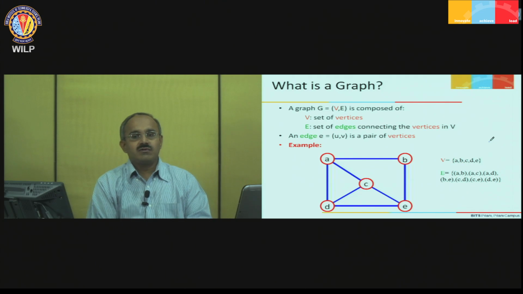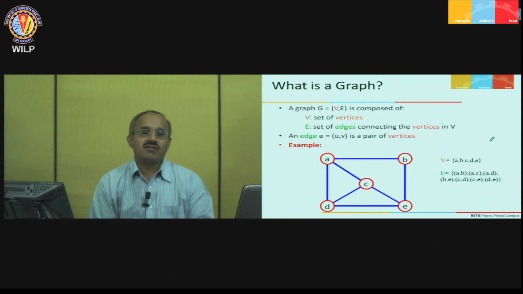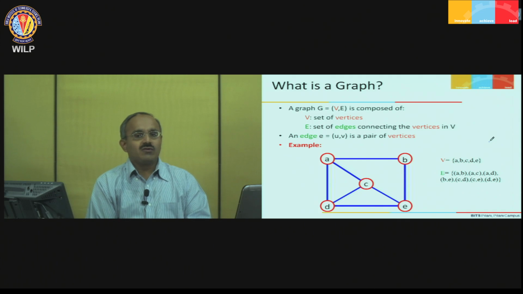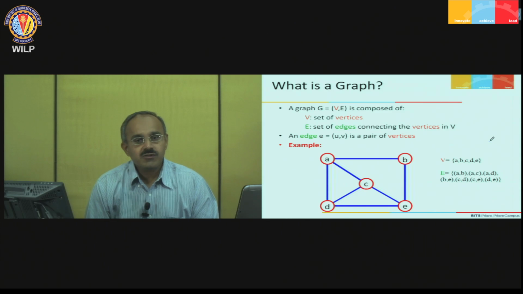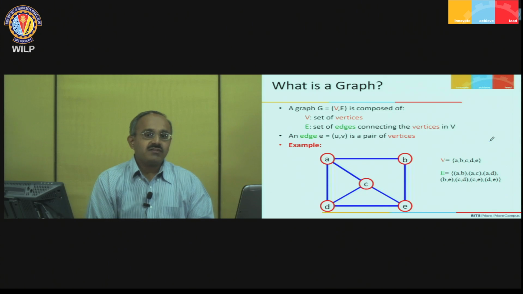So, a graph is basically a pair of two sets V, E, where V is called a set of vertices and E is the set of edges connecting the vertices of V. E is also thought of as a relationship between the vertices V. So, given any set V, E specifies the relationship between the elements of V.